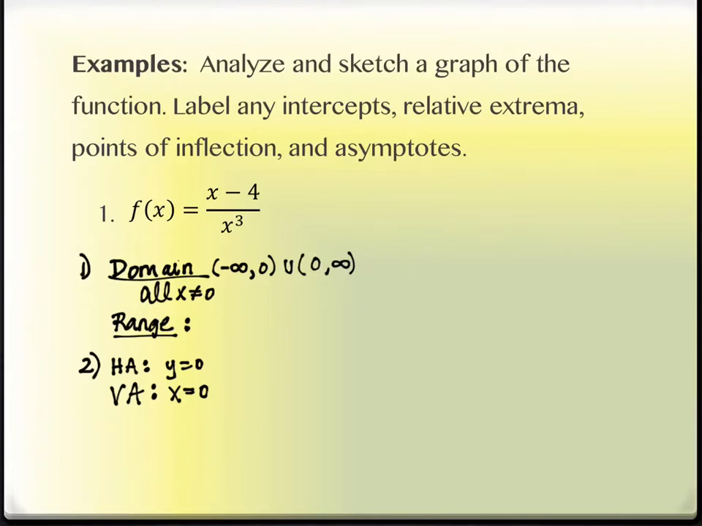Which one cannot be 0? X. X cannot be 0, right? So if we're trying to find when x is 0, is that your x-intercept or your y-intercept? Do you remember? It's your y-intercept. So when you're finding your y-intercept, you let x equal 0. And this isn't possible on this one, so there aren't any. So I don't have any y-intercepts on this.